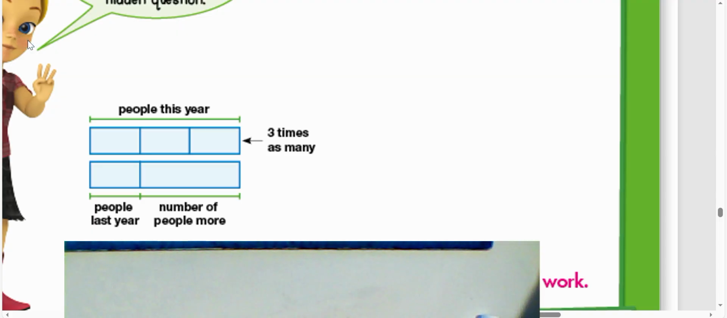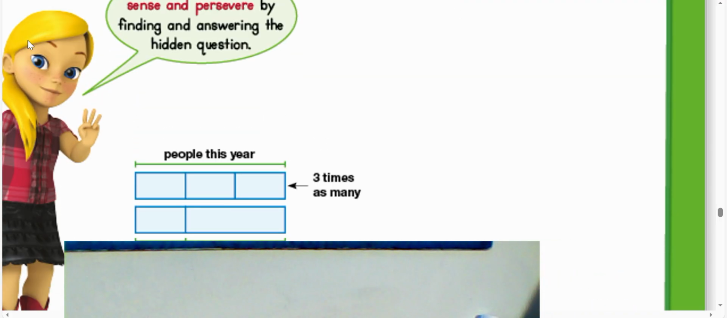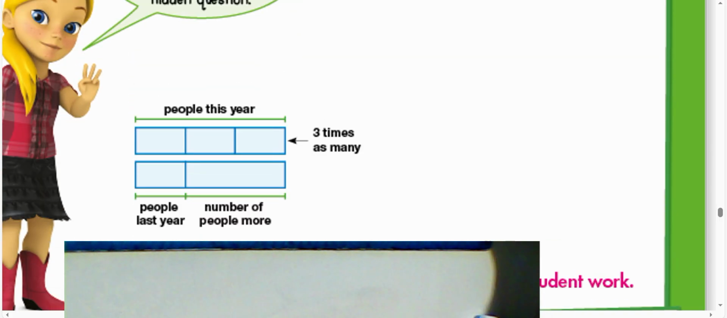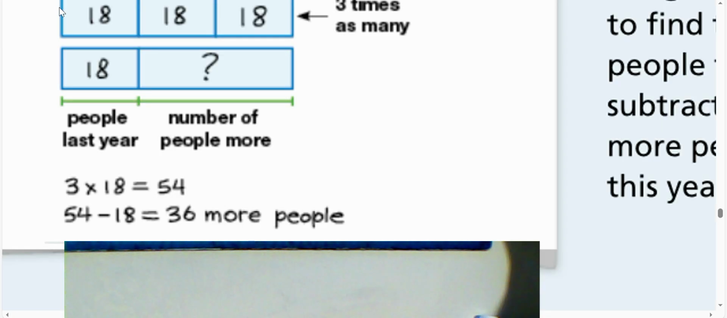Look at here, you can divide it. 18 divided by 3 equals 6. You can draw bar models and find the answer. You can add 18 plus 18 plus 18. 3 times 18 equals 54, and 54 subtract 18 equals 36. The result will be 36.